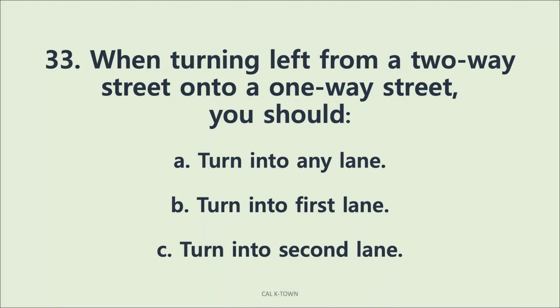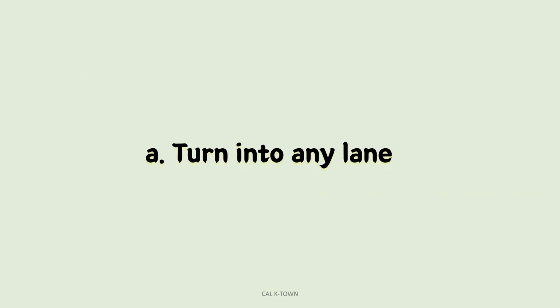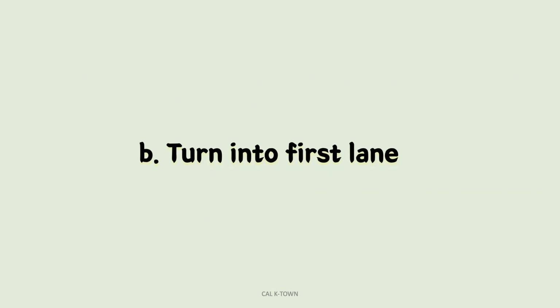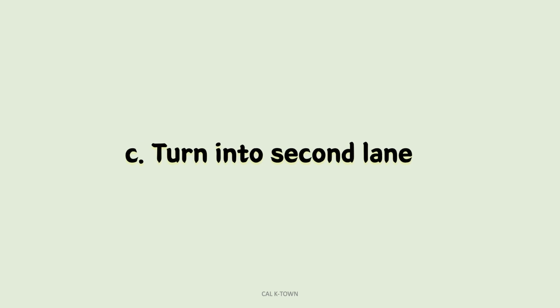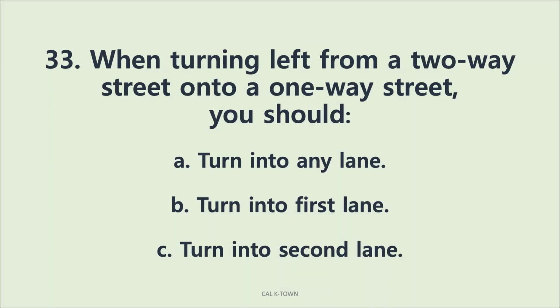33. When turning left from a two-way street onto a one-way street, you should A. Turn into any lane. B. Turn into first lane. C. Turn into second lane. The answer is B. Turn into first lane. When making any turn, turn from the lane closest to the direction you wish to travel into the first available legal lane. On a turn from a two-way to a one-way street, this means you should turn into the first lane.